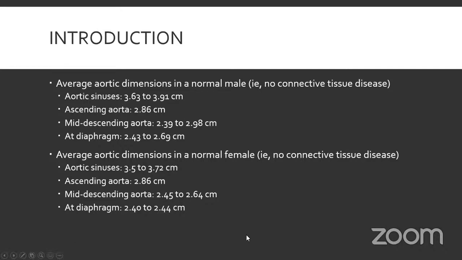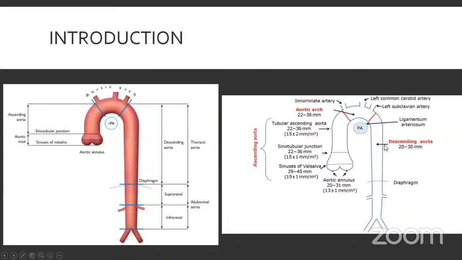Obviously, the dimensions are different depending on age and the size of the individual. Usually, males have bigger dimensions than females, and within the same gender, the size matters as well. So, bigger individuals usually have bigger dimensions. Each section of the aorta has already established or agreed average dimensions that we assess the suspected aneurysm against. These are useful images identifying all sections of the aorta and their sizes.